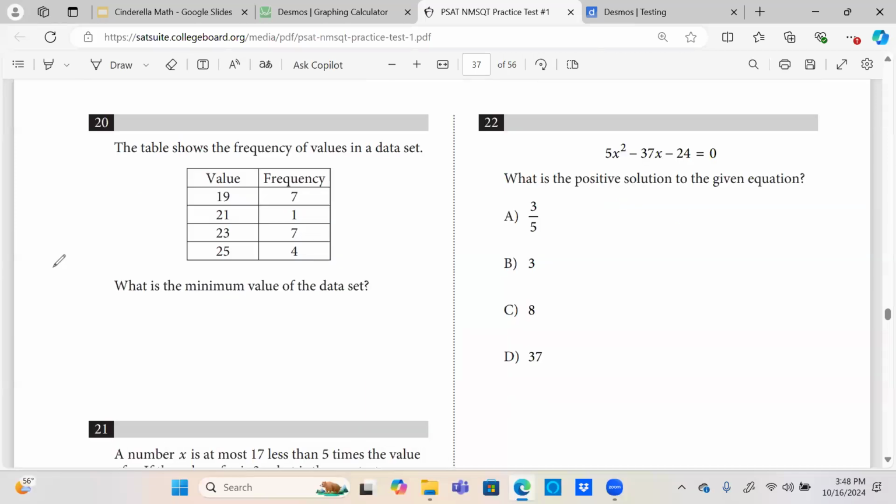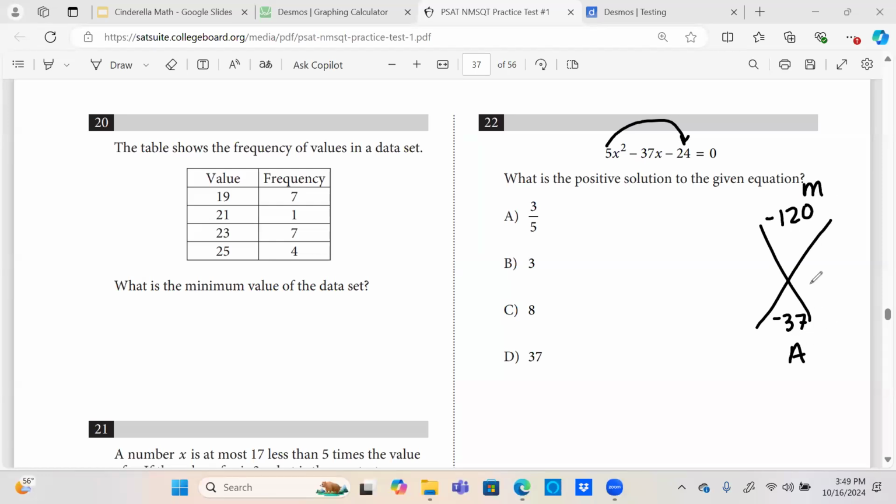22, what is the positive solution? Easiest way to do this one is graph it. I will do it by hand, but under a time clock, I would not do this by hand. But I'll show you just for fun. So I'm going to factor using the magic X method. I times the first one by the last. So 5 times negative 24 is negative 120. And then I put the middle number here. And now we're going to find factors that multiply here, add here, magic. We want these 2 numbers.